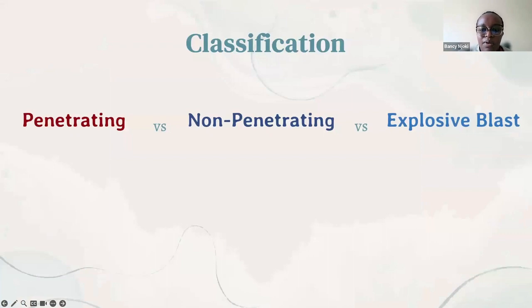So we can also classify traumatic brain injury depending on the mechanism of the injury. So you can have penetrating traumatic brain injury, non-penetrating, these are your blunt traumas, or an explosive blast. So this will also help in ranking your differential and knowing how to intervene specifically for each patient.